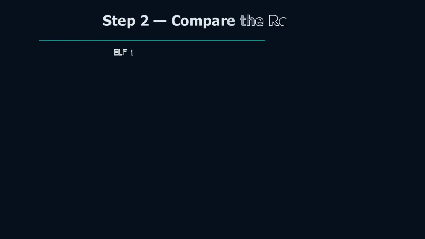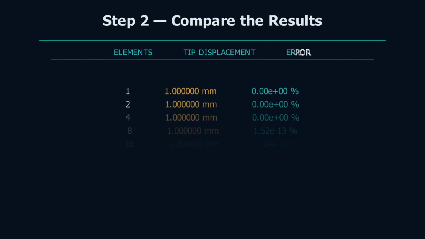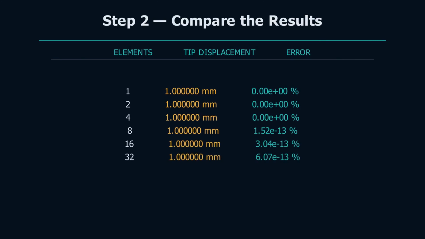Now let's compare the numerical results. We solved the same bar using 1, 2, 4, 8, 16, and 32 elements. Look carefully at the tip displacement. It remains 1 mm for every mesh. The error is essentially 0.